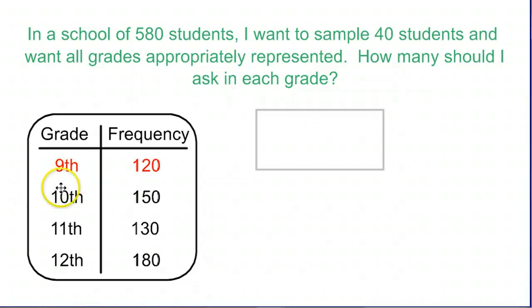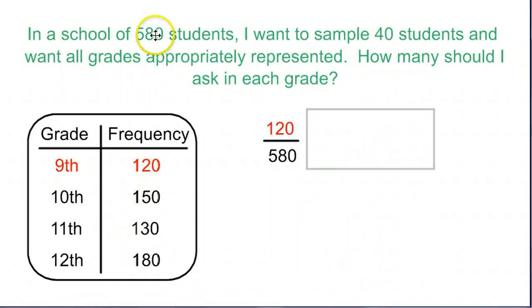Let's look at our breakdown here of this particular high school. The 580 students, 120 of them are 9th graders. 150 are 10th graders, 130 in 11th, and 180 in 12th grade. And if you add these up, we have 580 students altogether. You can see that the 9th grade is actually a little bit smaller than all the other grades, and the 12th grade is a little bigger than all the other ones, and they're all a little bit different. To do this, we're going to use proportions.